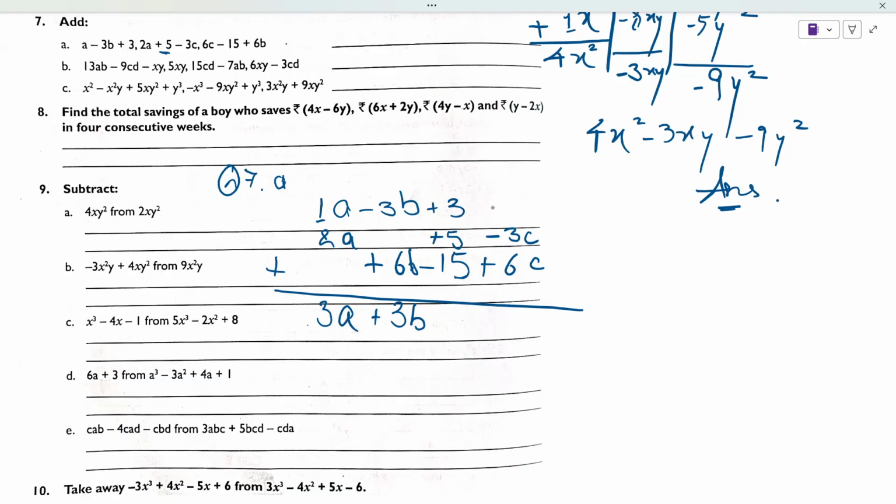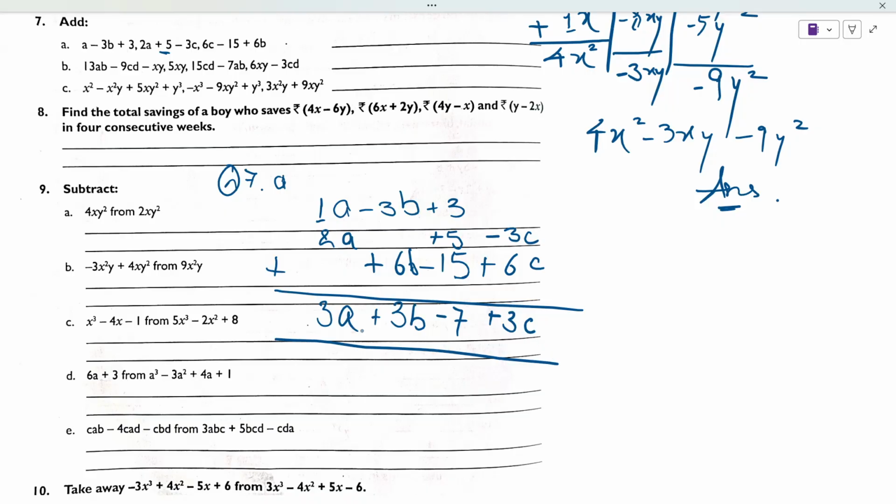Then if we see the constant column numbers, so we have plus 3, plus 5 and minus 15. If we add plus 3 plus 5, it will give us 8 and minus of 15. So positive 8 and negative 15. So 15 minus 8 gives you 7. Sign will be minus of 7. Then again last, minus 3c plus 6c. So again integer wise, minus 3 plus 6 will give you plus 3 and c.